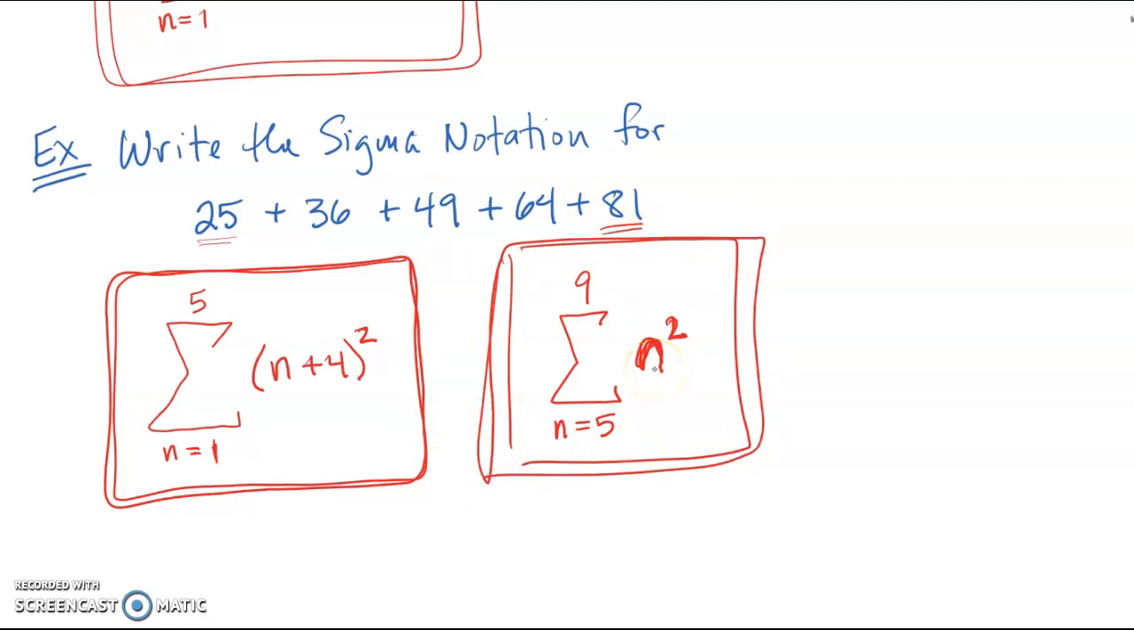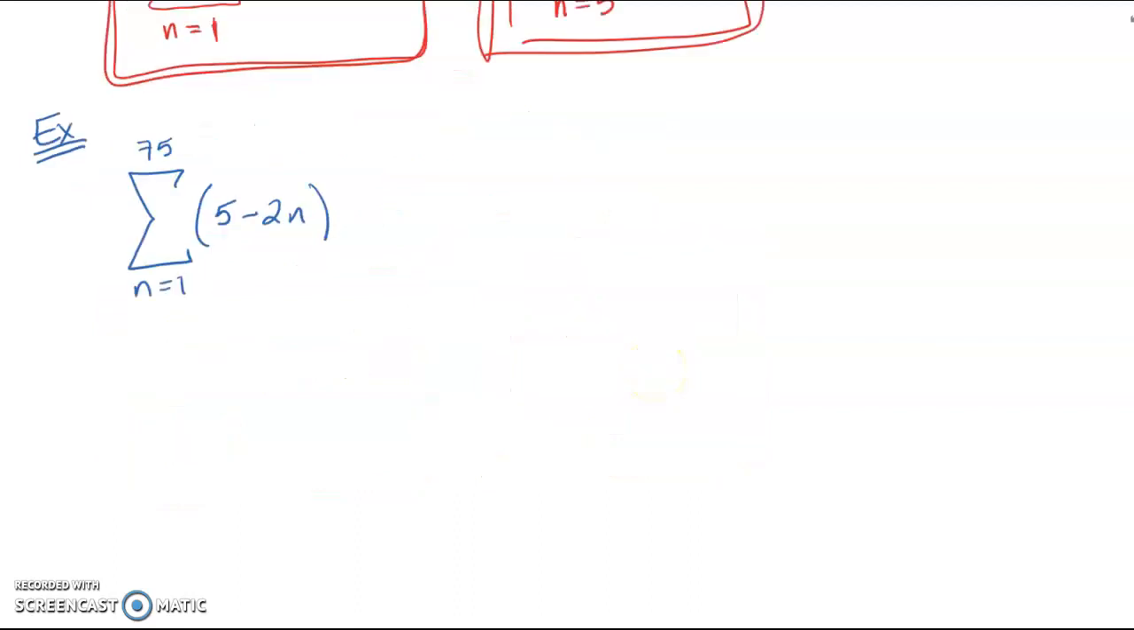All right, just a few more examples, we'll be done. We're back to reading an expression. This says add up all the terms from term 1 to term 75 of the expression 5 minus 2n. And at first glance, you might say, this is impossible.